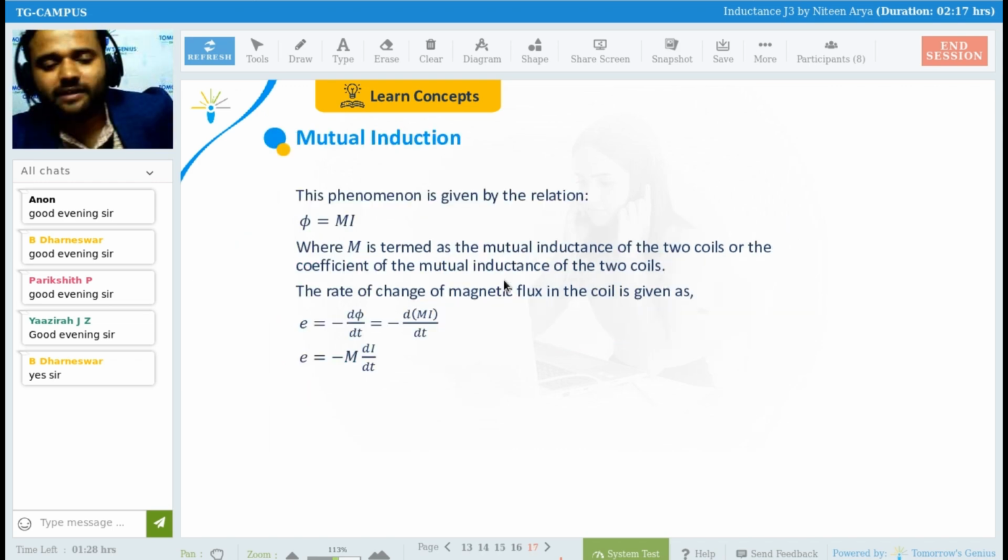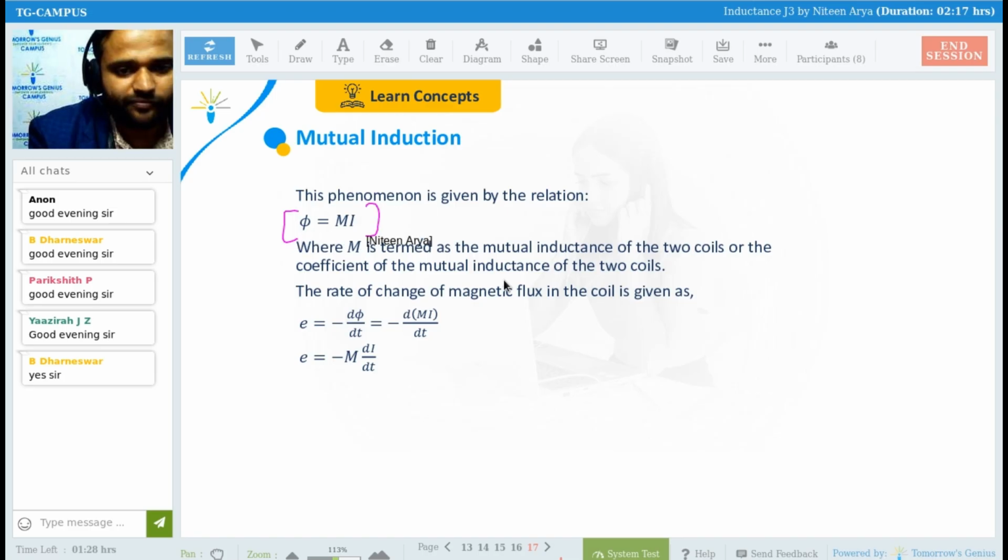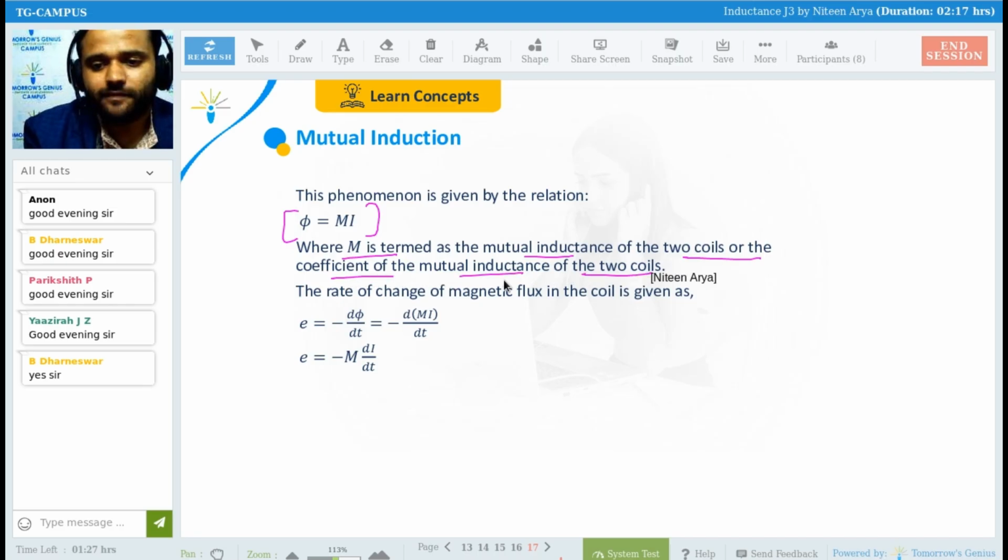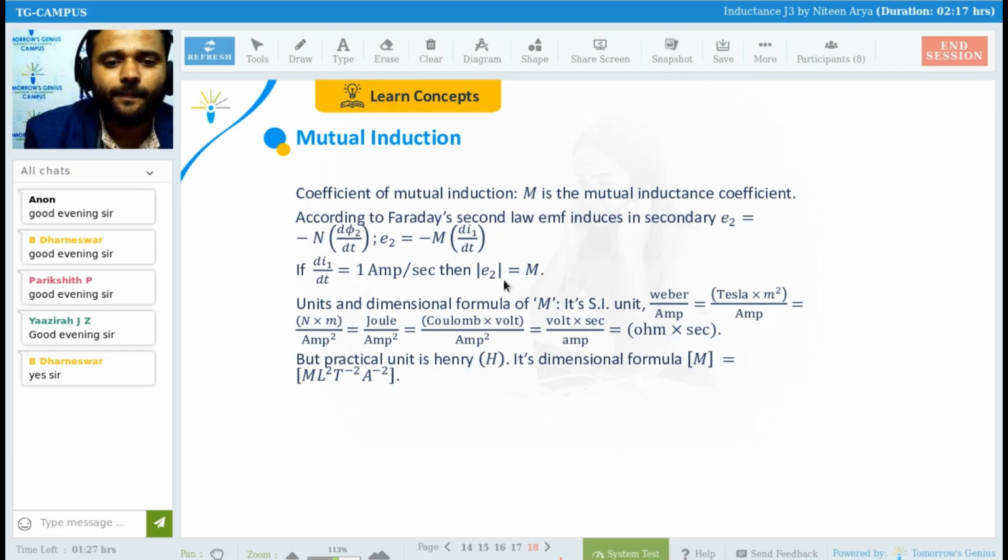The phenomenon is given by the relation phi equals Mi, very important, where M is termed the mutual inductance of the two coils, or the coefficient of mutual inductance of the two coils. Now, the rate of change of magnetic flux in the coil gives E equals minus d phi by dt. In the same way, phi = Mi, so E equals minus M di by dt. Everything else remains the same.